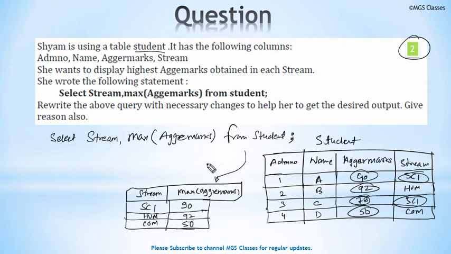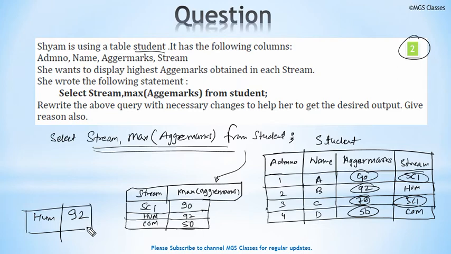If you understand this query, you will definitely say that it is not correct, because this query will return the maximum of aggregate marks in the whole column. It will return the output like this, 92, and its stream is humanities. But the question asks for the highest aggregate marks stream wise, for each stream. So for science we want a separate maximum, for humanities a separate maximum, and for commerce a separate maximum.